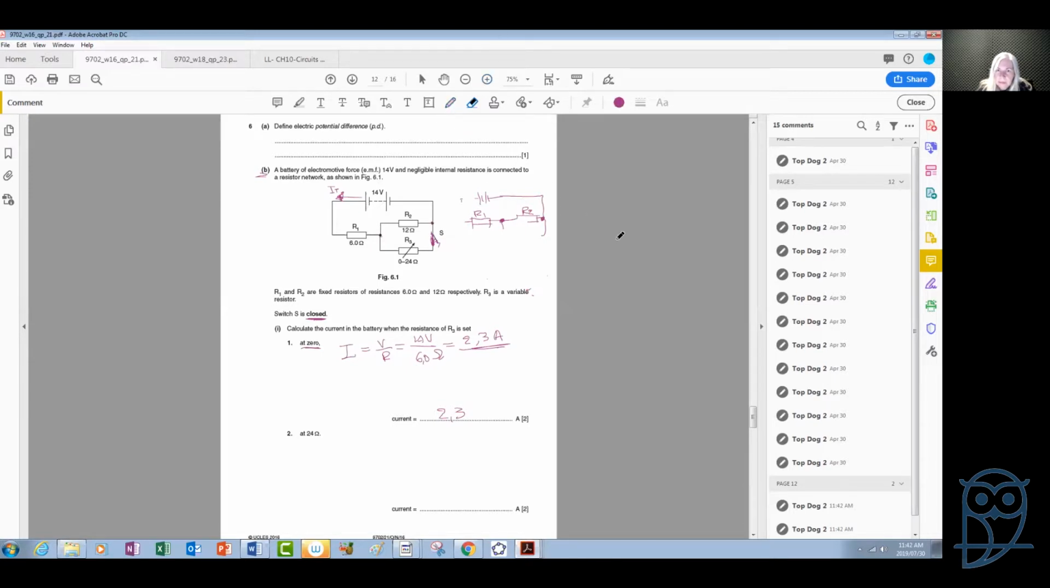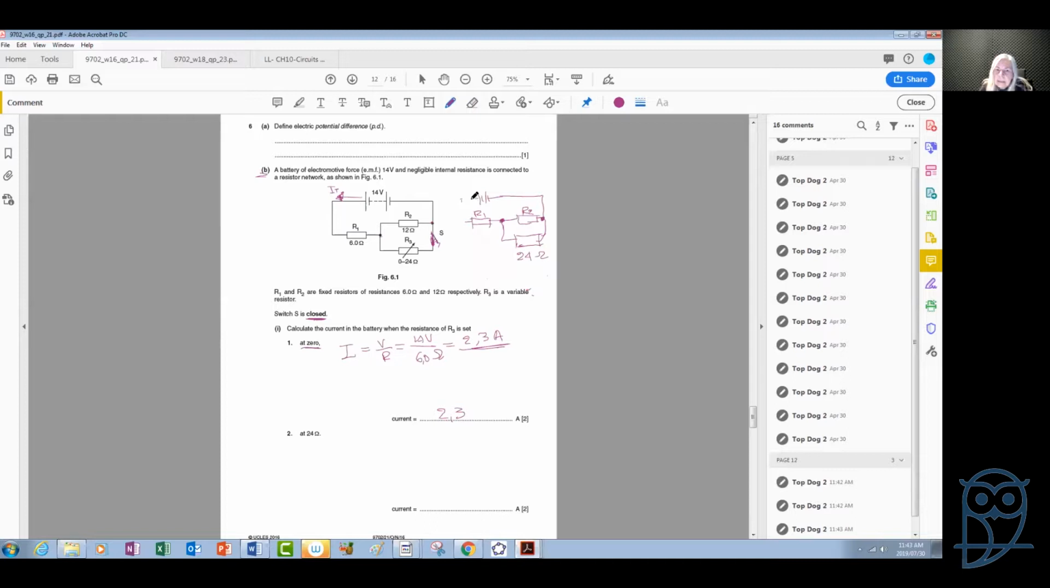Pen, please. Thank you. All right, so here's the R2. Now we have a resistor of 24 ohms across the resistor R2. So now this is said to be 24 ohms. This is the R3. Okay, so what's happening now? We need again to calculate the current.